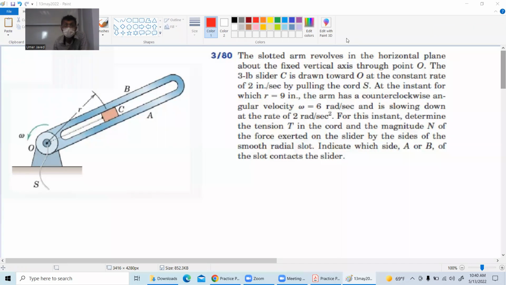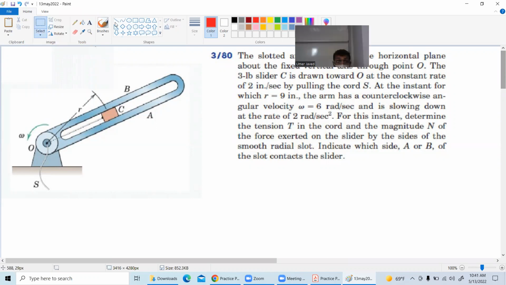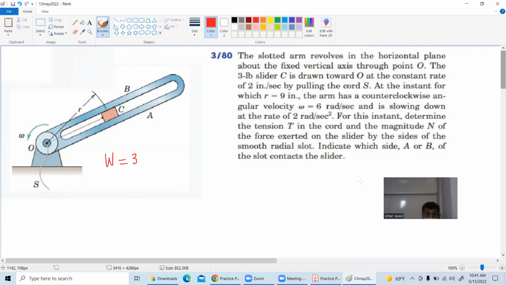Things are interconnected. The question says, hello, Marij, how are you? Hello, Hazel. So the question says that you have a slotted arm that revolves in the horizontal plane. Just read it yourself. So in this question, we have to determine the tension T in the cord. The weight is given to me in the solution as 3 pound. Please bear with me. It's not my fault that this is an English system. I couldn't come up with a nice SI.